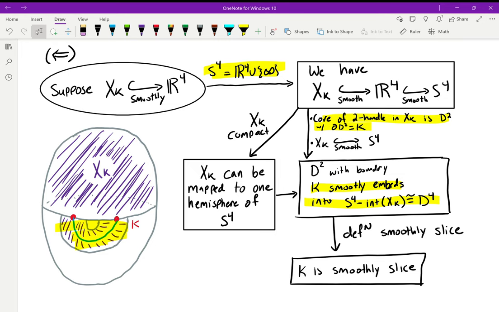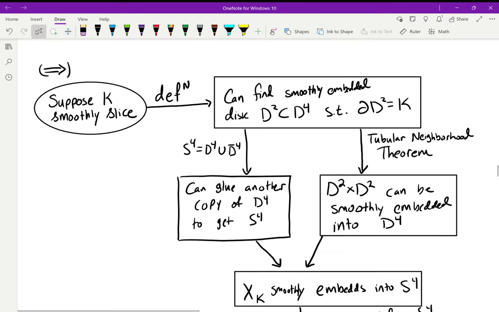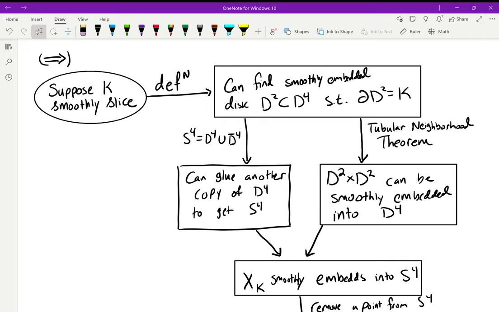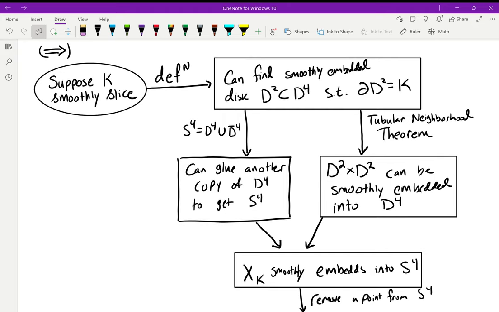Okay, so let's go the other direction then. If we suppose that our knot is smoothly sliced, then that by definition means that there is some smoothly embedded disk with this knot as its boundary. And so we can extrapolate two things from this fact. The first is that since S4 is the union of two 4-balls, we can take this 4-ball here and glue another one on it to get S4. That'll become handy in a second.